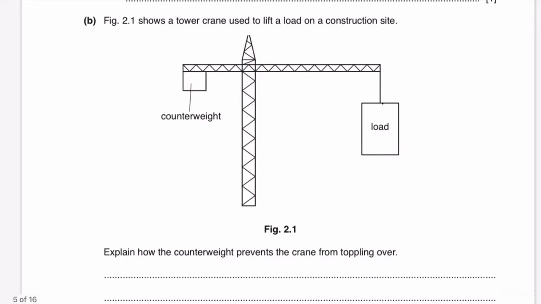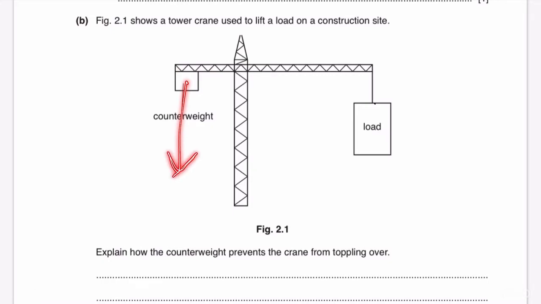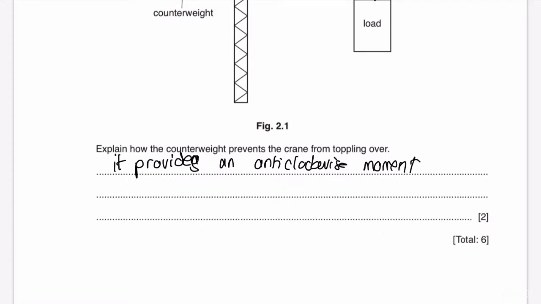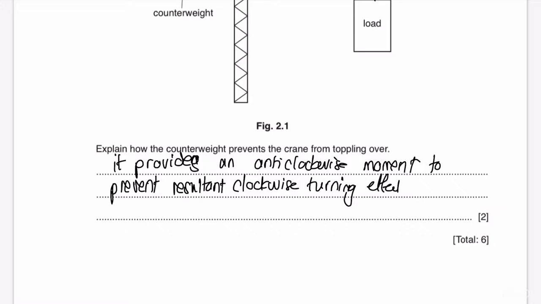We use the counterweight, because the counterweight also has weight, so it moves the crane in an anti-clockwise direction. Therefore, this load, which is trying to produce a clockwise rotation, is countered by the counterweight, which produces an anti-clockwise moment. So putting this into words, I'm going to write that the counterweight provides an anti-clockwise moment to prevent the resultant clockwise turning effect due to the load.